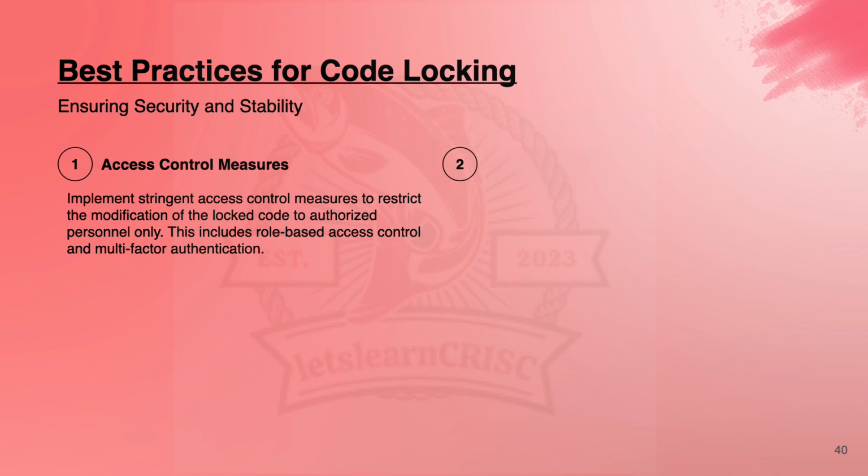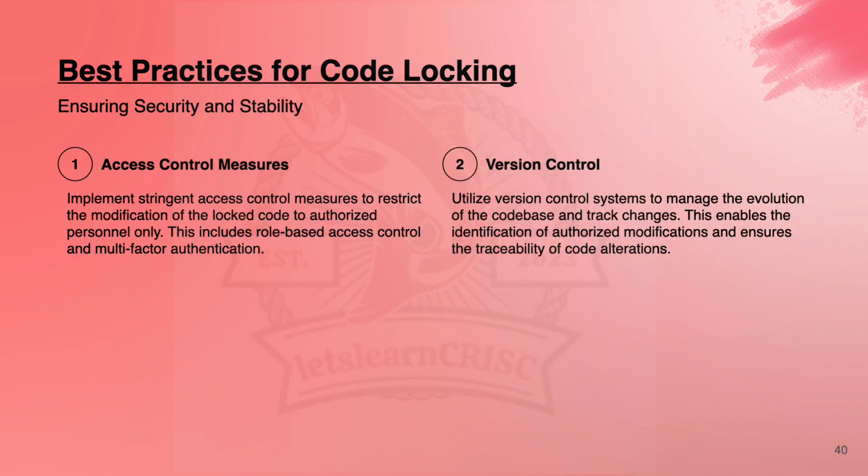Next is about the version control. Friends, under version control, we can say to utilize the version control system to manage the evolution of the code base and track changes. This helps to identify authorized modifications and ensure traceability of the code alterations, right?